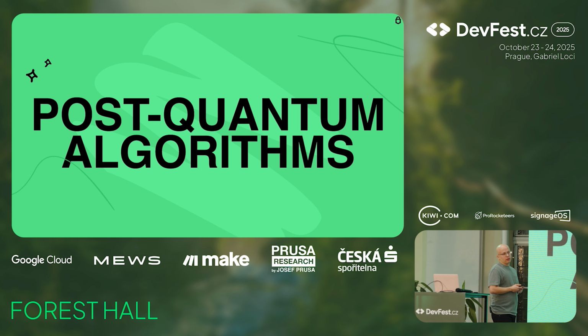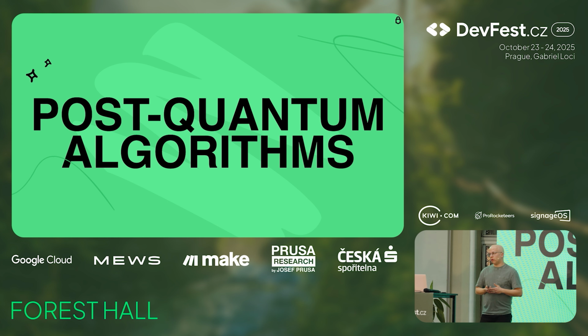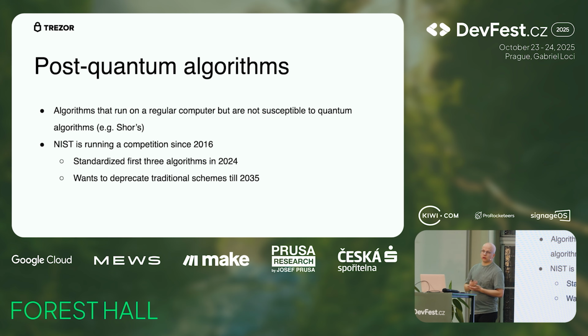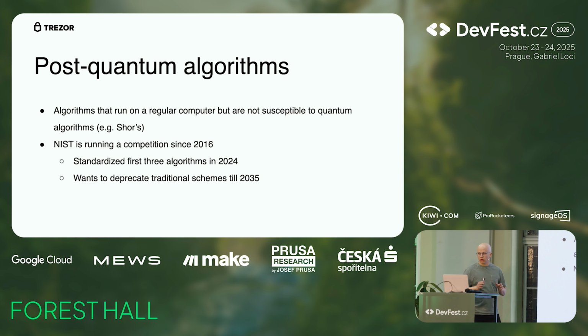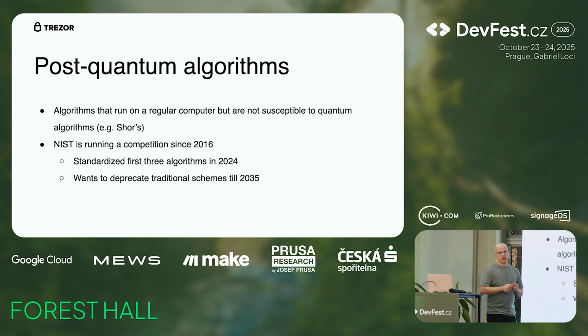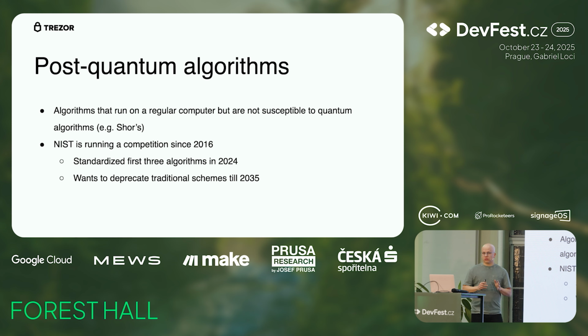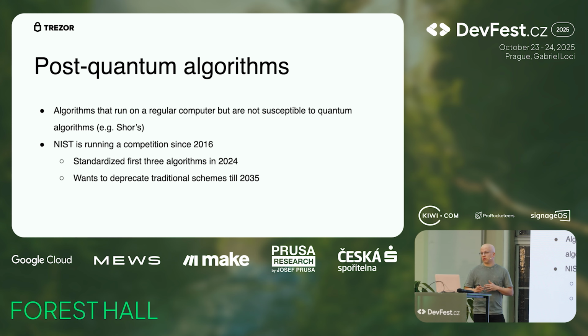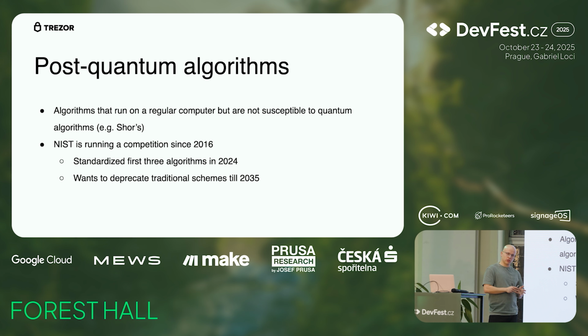And this brings us to the topic of post-quantum algorithms. So post-quantum algorithms are algorithms that are run on traditional computers, meaning on your normal computers that you might have. But they are not vulnerable to quantum computers. They are not vulnerable to the Shor's algorithm that I've mentioned 10 minutes ago, right? So again, these are not algorithms that would run on the quantum computer. These are algorithms that are running on the traditional computers, and they are not vulnerable to these attacks on the quantum computers.